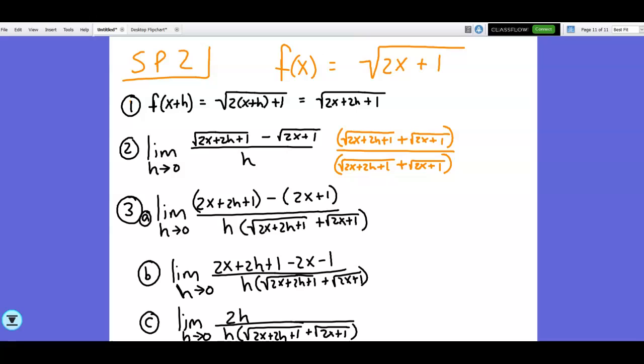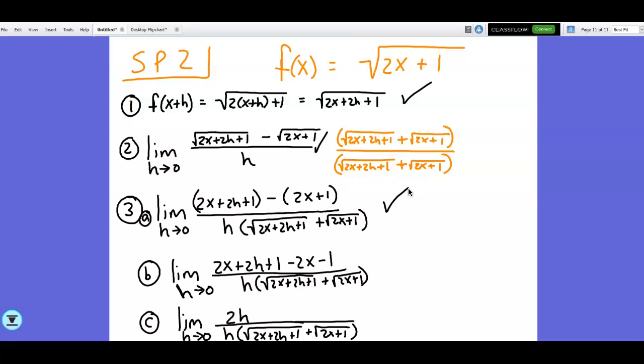Okay, so here's the steps. Step 1, your f of x plus h would look like this. Step 2, your setup would look like this. Step 3a, we would multiply the top and the bottom by that, which results in this.